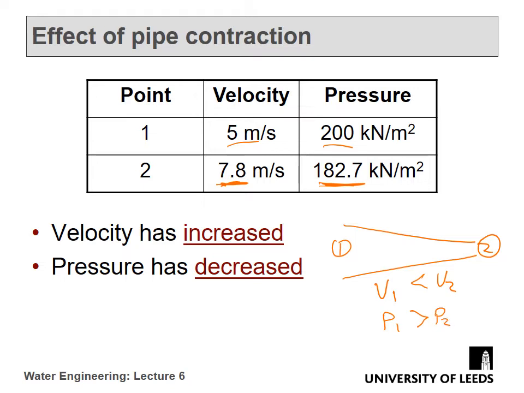Although it looks like the flow is being squashed, so you might think the pressure would increase, if velocity goes up, pressure must go down. That's exactly what it says in the Bernoulli equation. If velocity goes up, pressure goes down. If velocity goes down, pressure goes up. Remember that feature.